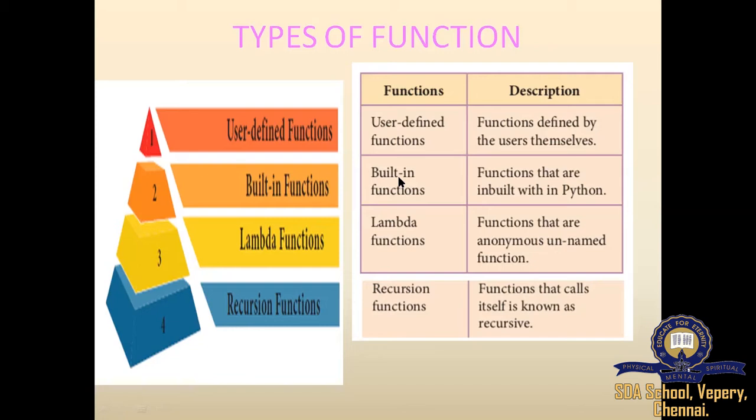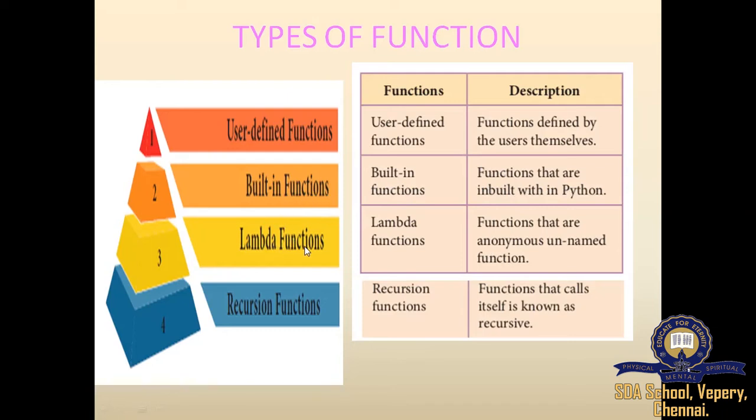The second one is called built-in function. Functions that are already built into Python, we call built-in functions. We have some mathematical built-in functions in Python. We'll be learning them in the same chapter. For example, sum, square root, etc. We call those built-in functions. Functions which are already built and kept in your Python library, we call built-in functions.